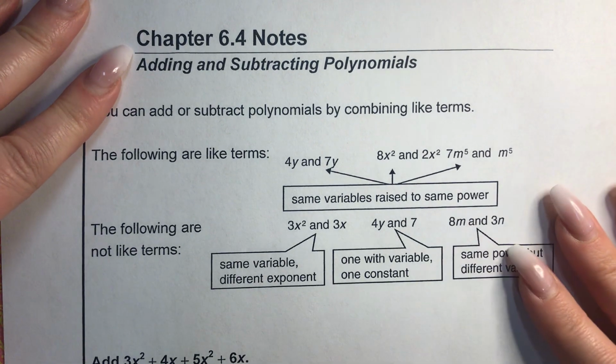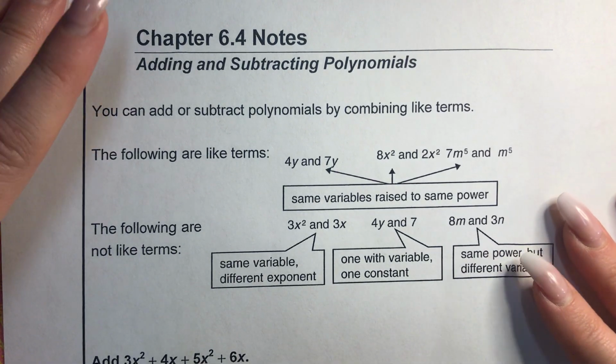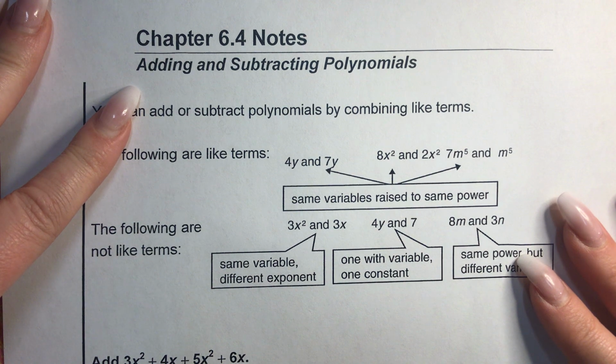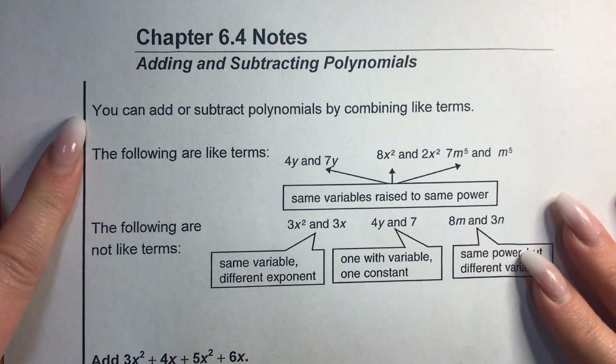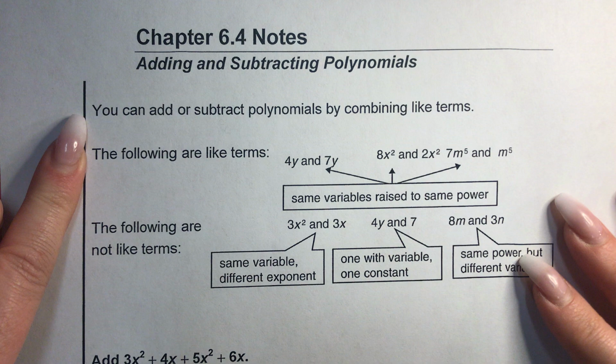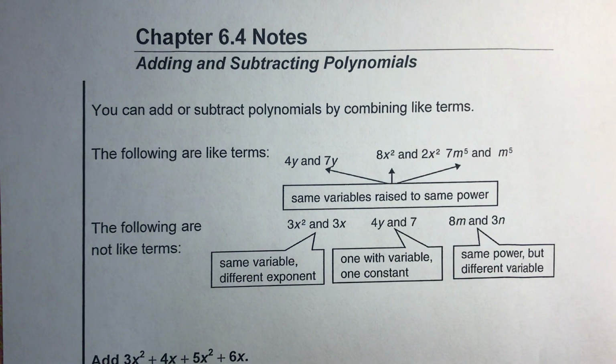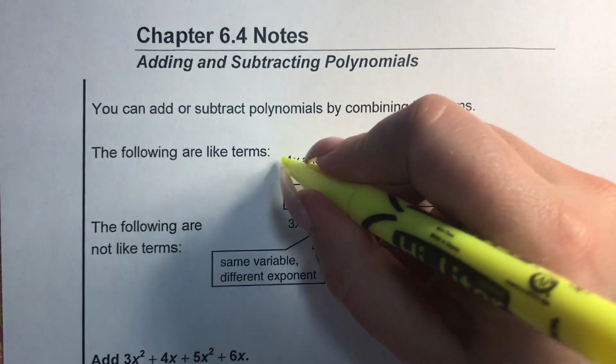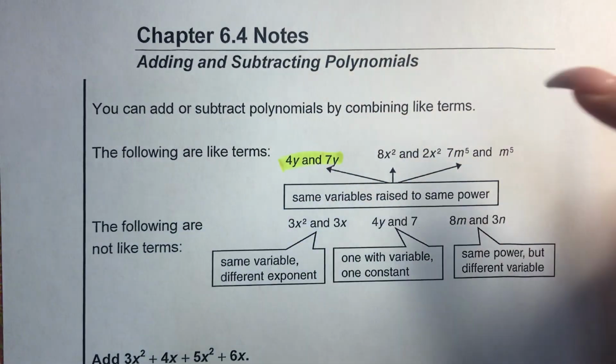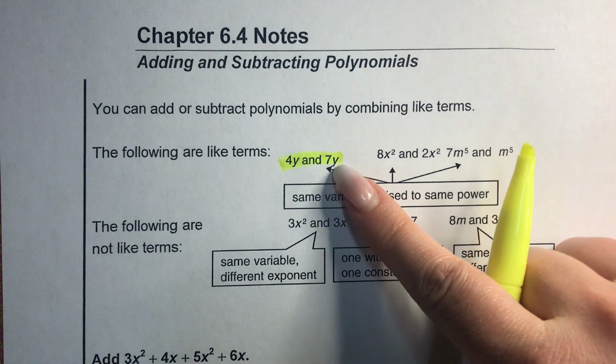All right, we're going to be discussing Chapter 6, Lesson 4, Notes, Adding and Subtracting Polynomials. So you can add or subtract polynomials by combining like terms. So let's look at a couple of different terms. 4y and 7y. If you look at those, they are like terms.